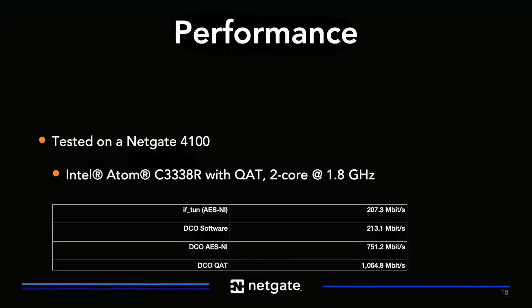If we do, well, I would still consider it a fair comparison. It's not my fault that user space can't reasonably use QAT. If we use the Intel's Quick Assist, we get more than a gigabit. So we're more than 5 times faster than the user space approach, which is very nice, to say that this DCO effort was worth doing.